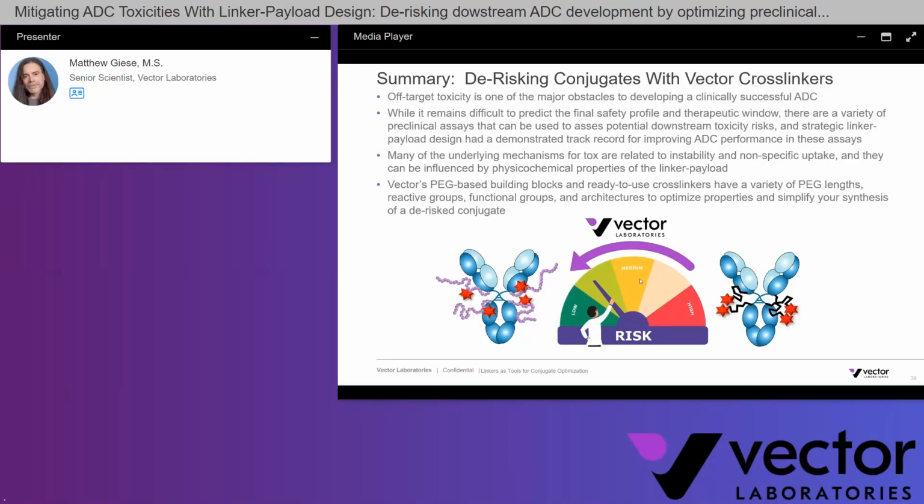And strategic linker payload design, as demonstrated in here, has a track record for improving ADC performance in these assays. Many of the underlying mechanisms for tox are related to instability and nonspecific uptake, and they can be influenced by the physicochemical properties of the conjugate and of the linker payload. Vector's DPEG-based building blocks and ready-to-use crosslinkers have a variety of PEG lengths, reactive groups, functional groups, and architectures to optimize those properties and simplify your synthesis of a de-risked conjugate.